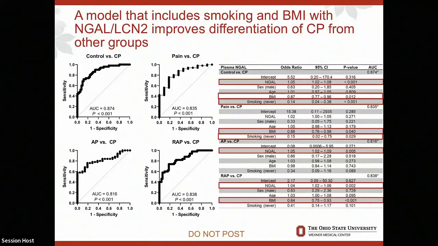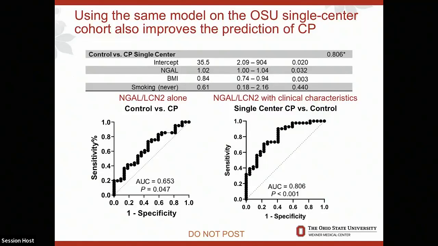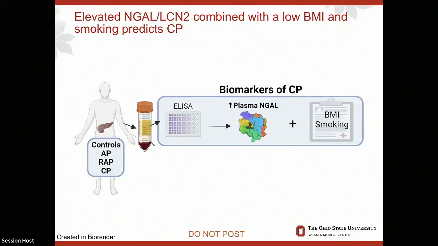So I then created another regression going back to the original OSU data. Just as a reminder, the AUC was 0.653 using just NGAL. However, when we add BMI and having ever smoked to that regression, we're now improving the AUC to 0.806, which is a great improvement at differentiating between control and CP. So what that's suggesting to us is that blood NGAL could be a potential biomarker, especially when we consider additional clinical characteristics like BMI and smoking.